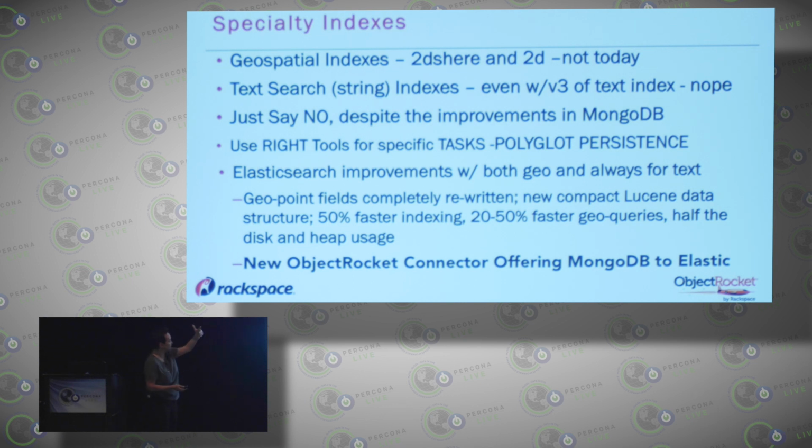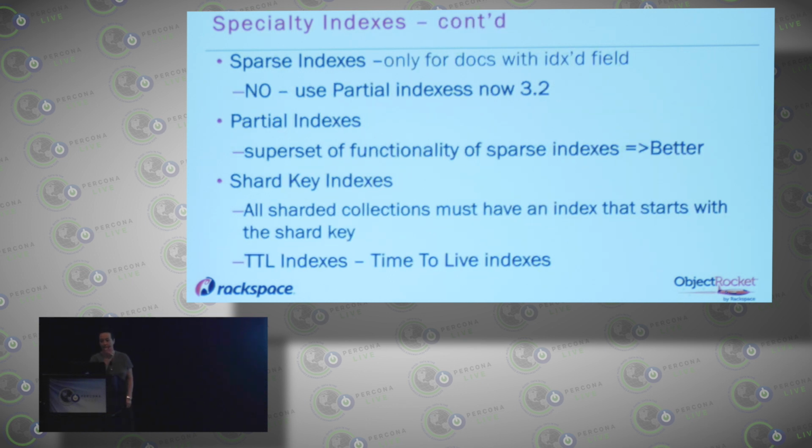So, I kind of just point that out there. There's your index savings, in terms of just text searching, 50% faster. I mean, really, really good stuff that they're doing there. And the beautiful thing about that, ObjectRocket now has a connector directly from Mongo to Elastic. So, next, we're going to go ahead now, Sparse Indexes.